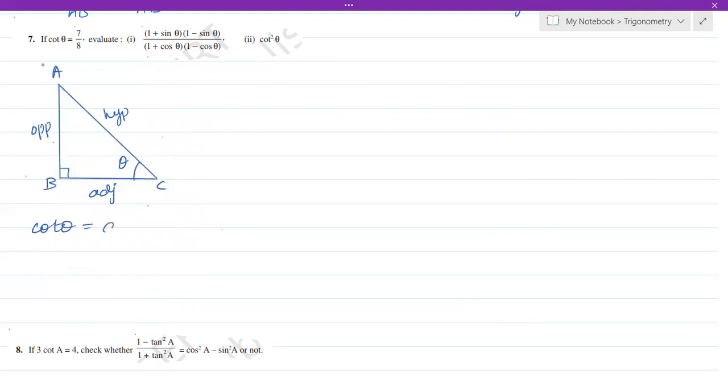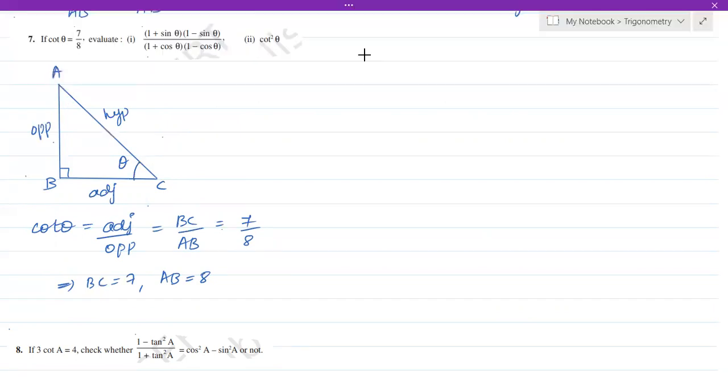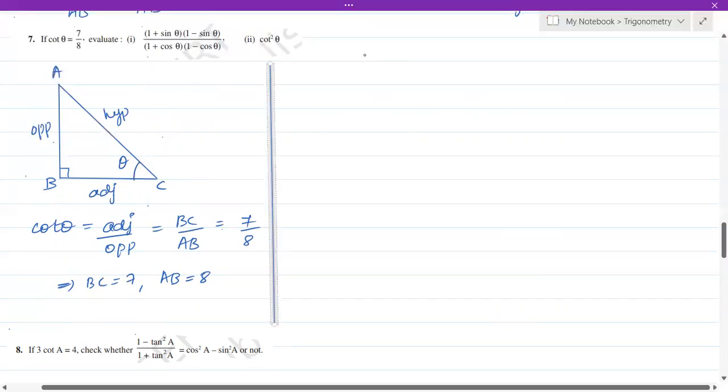Now what is cot theta defined as? Adjacent by opposite. Cot theta is defined as adjacent by opposite. So from the figure, adjacent is BC, opposite is AB. In the question, they have given it as 7/8, which implies BC is equal to 7 and AB is equal to 8. Now let's find the remaining side, the third side, using the Pythagoras theorem.